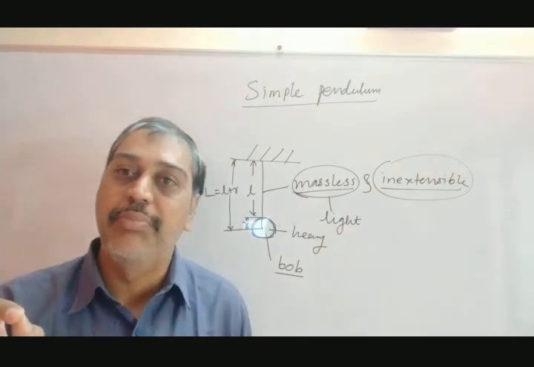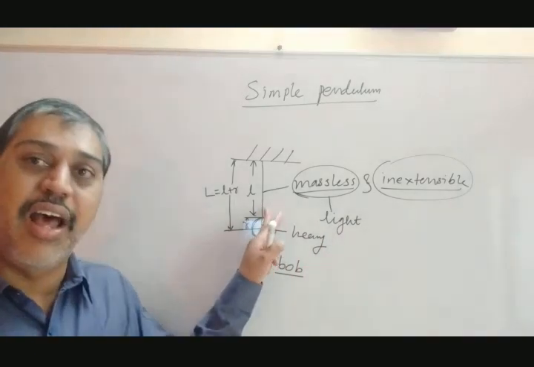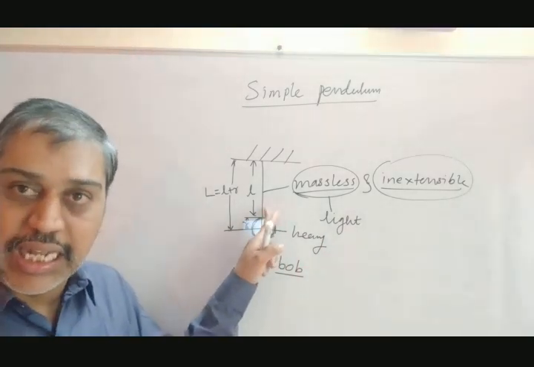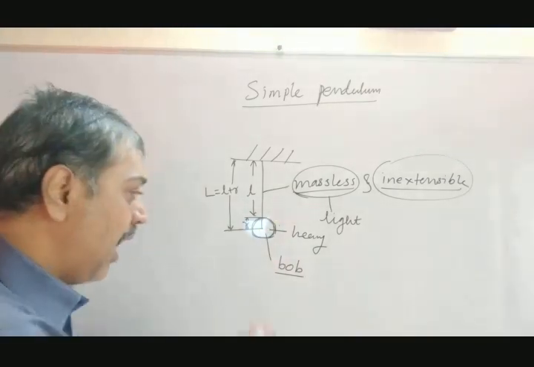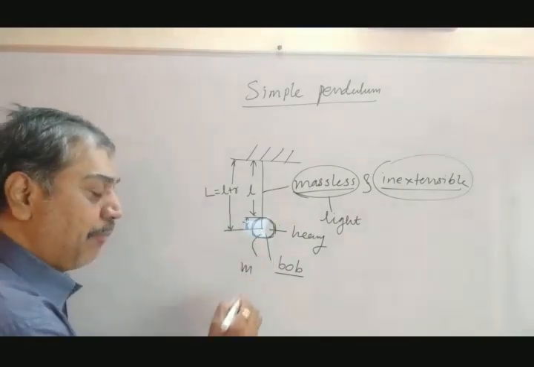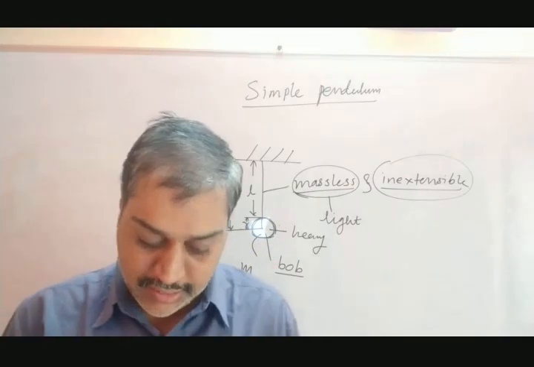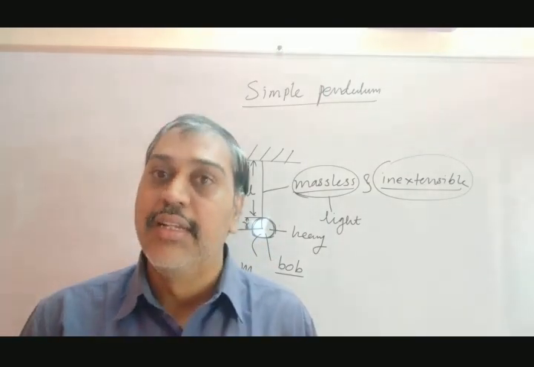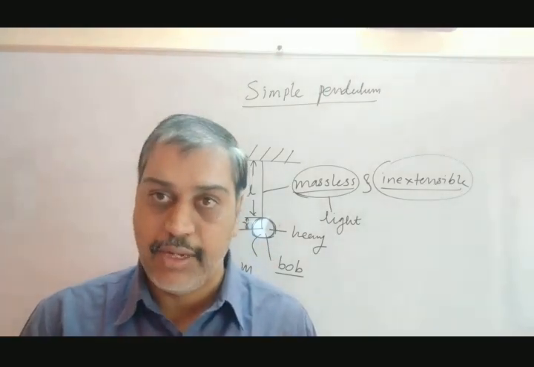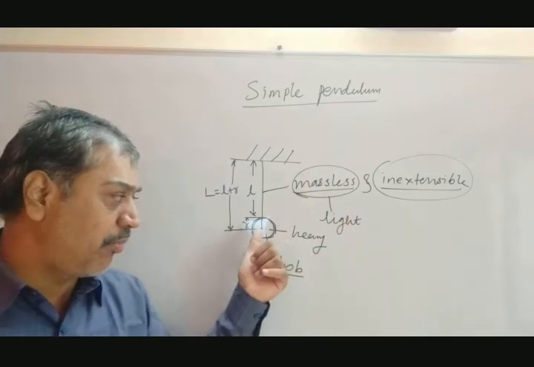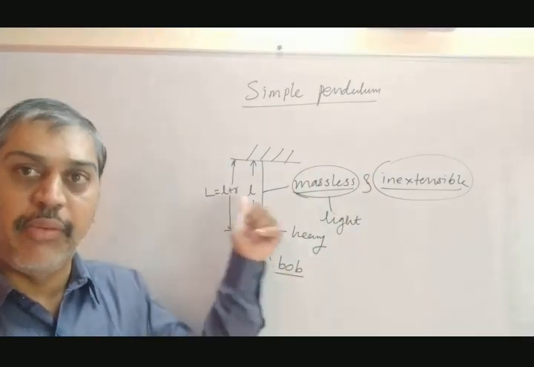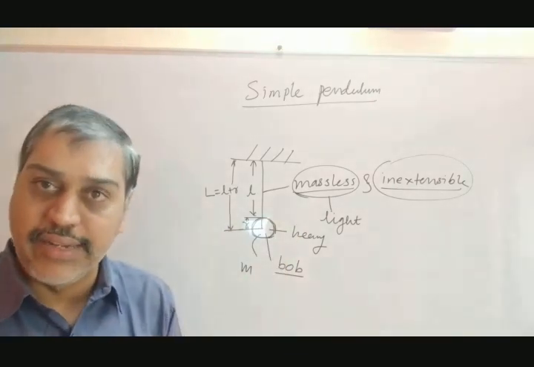As it is a string, there is always tension in the string, and that tension would be represented by T dash according to the book. And this heavy mass is suppose M. So the heavy mass M, the length of simple pendulum from the rigid support to the center of the bob is capital L equal to small l plus r. That thing we have learned.